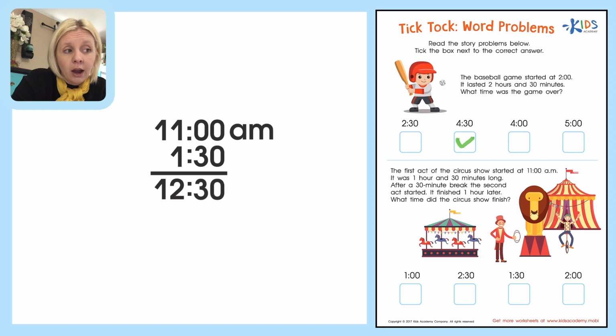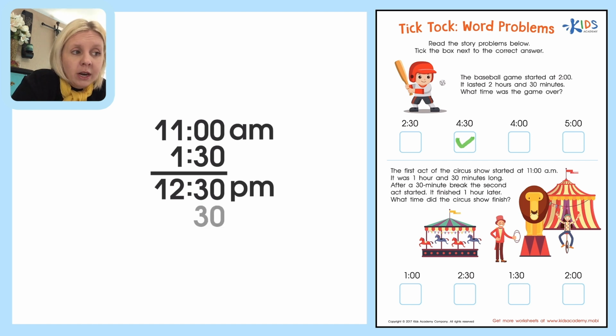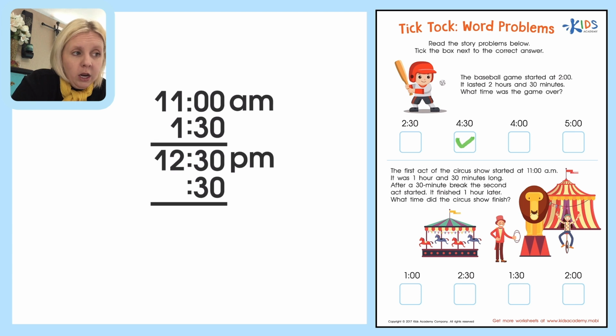And actually at 12 o'clock it becomes PM or the afternoon. And again, I don't know if that's important, but I'm going to write it off to the side just in case. It's always a good idea to keep those in mind just in case your answer tricks you at the bottom and wants to know, okay? So let's look at the next one. After a 30-minute break, the second act started. So we need to add 30 minutes because there was a break, okay?